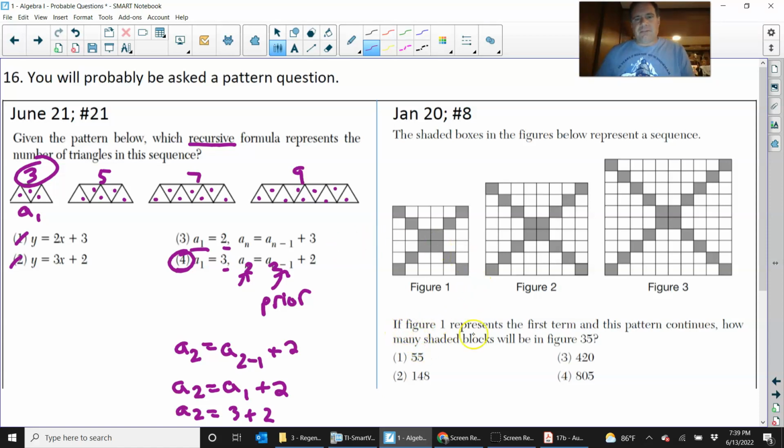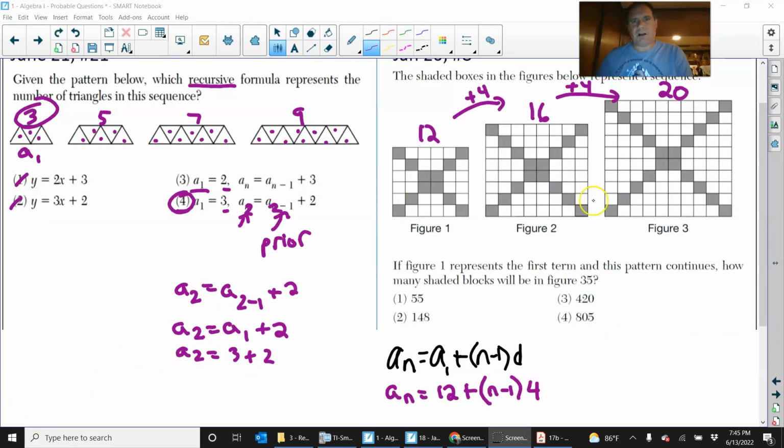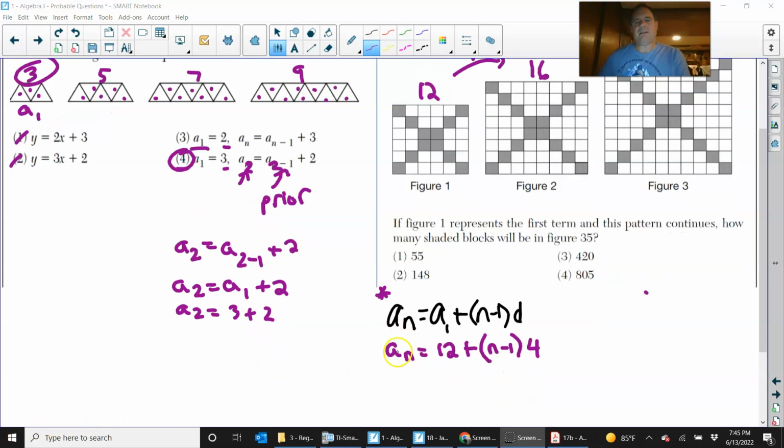All right, so if figure 1 represents the first term and the pattern continues, how many shaded blocks will there be in figure 35? Okay, so we have the shaded boxes. I counted each shaded box. This is 12, this is 16, this is 20. It increases by 4. All right, so you go onto your reference sheet, and they do have this formula there on the reference sheet. So now, a sub n is the term that you're looking for, right?